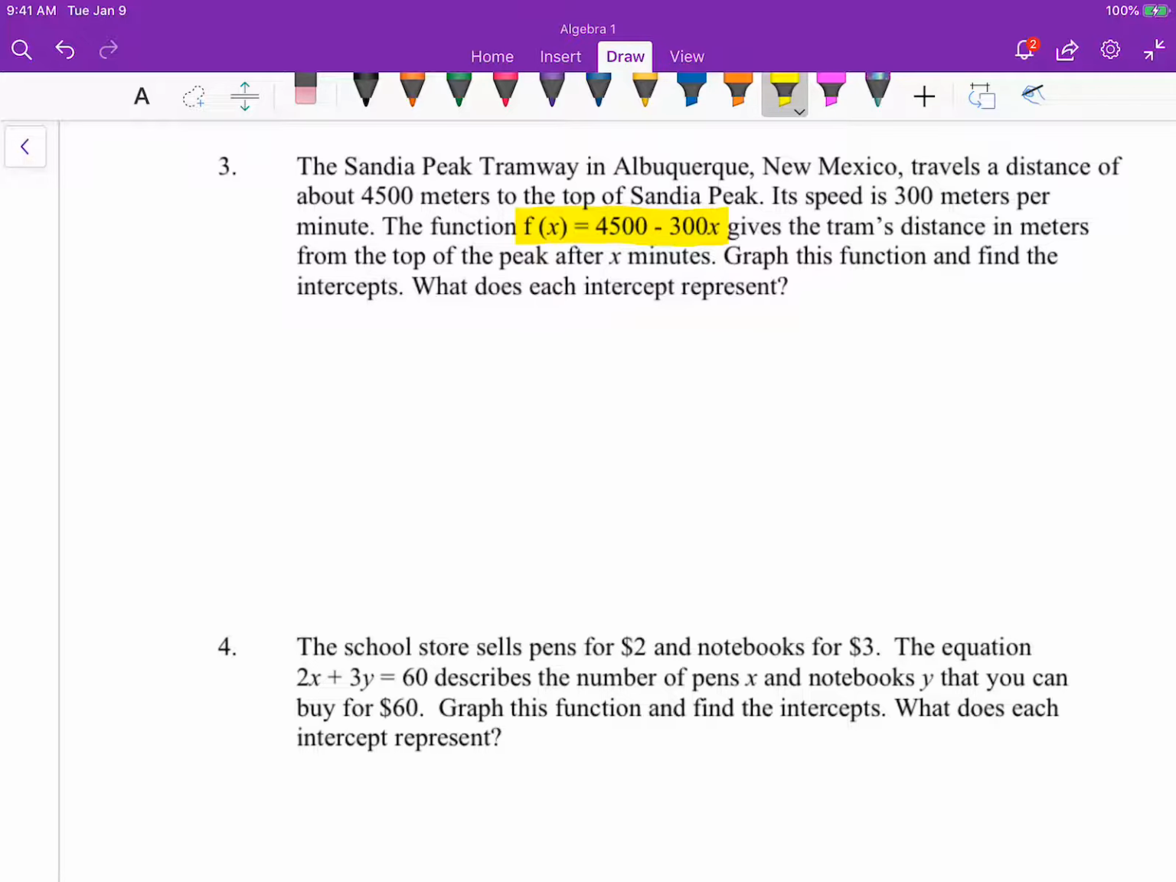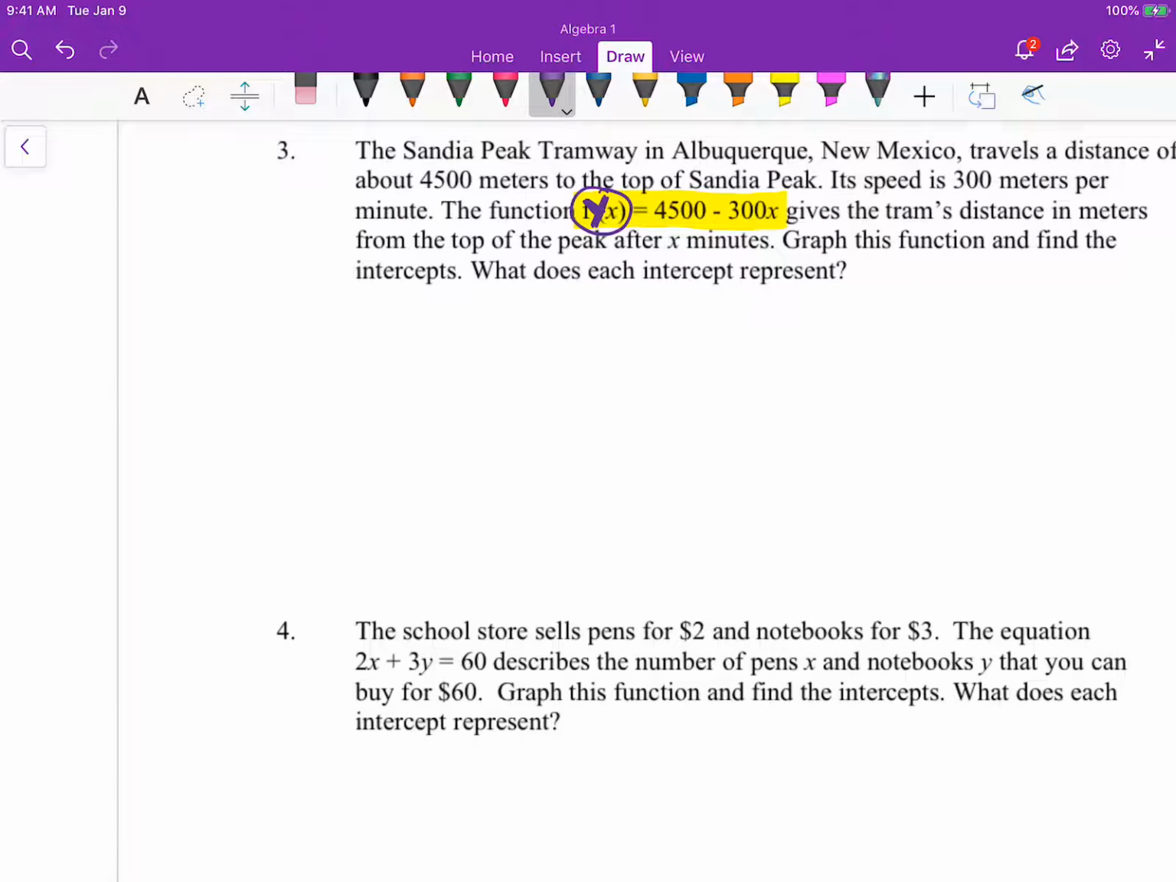So what I'm going to do is take that equation, and here's the deal. We know that f of x right here is the exact same thing as y. So get in the habit of knowing that that means y. That's just function notation. So I'm going to write the equation as y equals 4,500 minus 300x off to the side. All I did was replace that f of x with y because they mean the same thing.